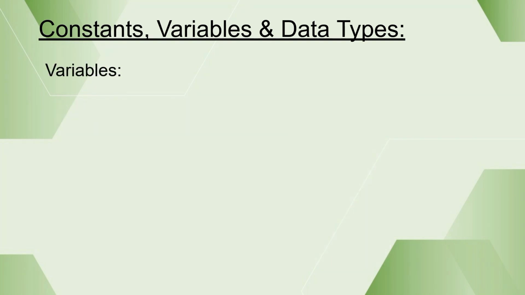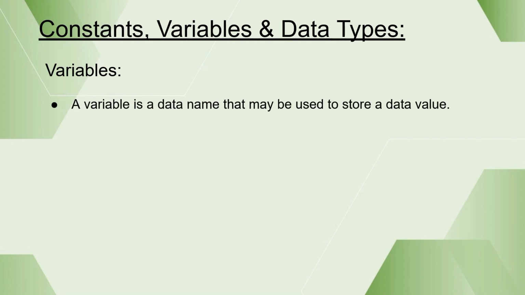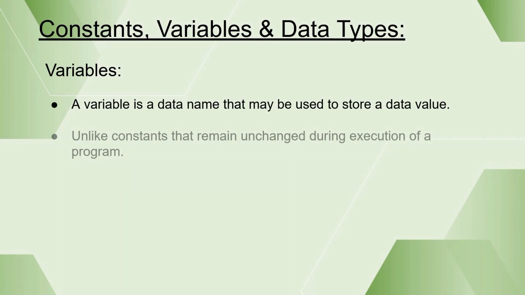Next, what are variables? A variable is a data name that may be used to store a data value, unlike constants, which remain unchanged during execution of a program.